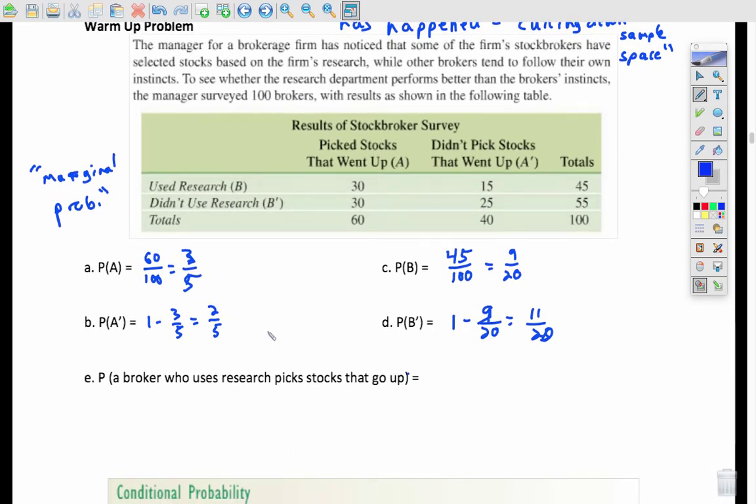Okay, now here's an interesting question. What's the probability that you picked a broker who uses research and picked stocks that go up? Well, that's right here in the table, because that's where event A and event B intersect. If you drew event A as a road going north-south and event B as a road going east-west, they'd intersect right here in the table. So 30 out of the 100 are brokers who used research and their stocks went up in value, so that's 3 out of 10, or 30%.